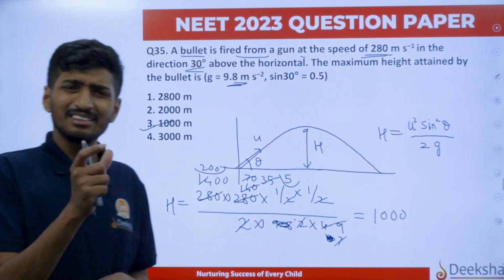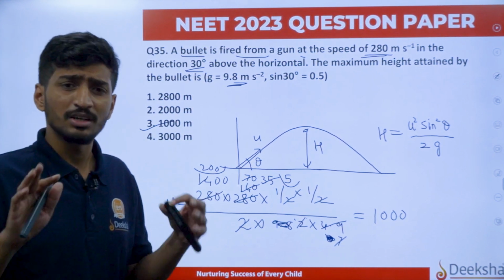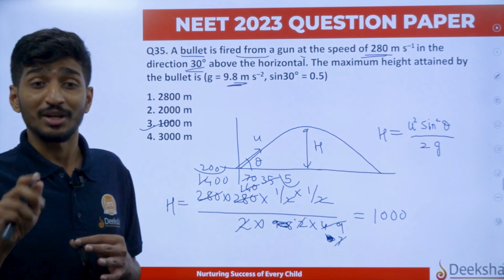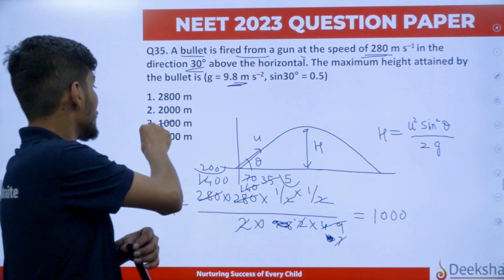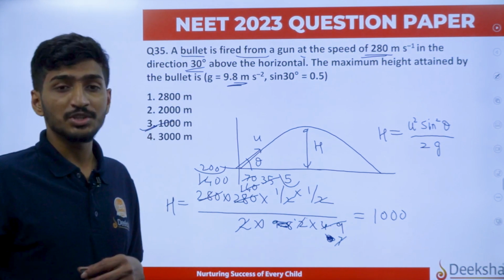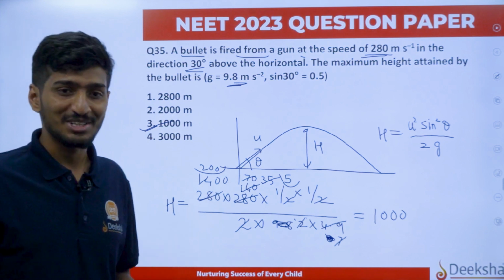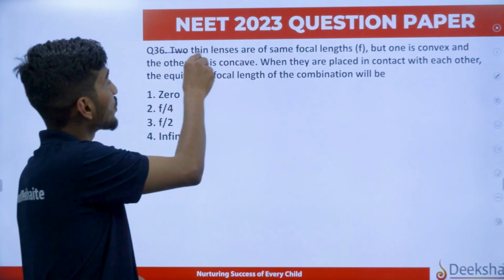There you go. A little complicated in terms of calculations, but nothing you couldn't do in the exam on your own, alright? It's easy. So option number 3, 1000 meters should be the correct answer for this question. Alright, let's move on. Next question is from ray optics.